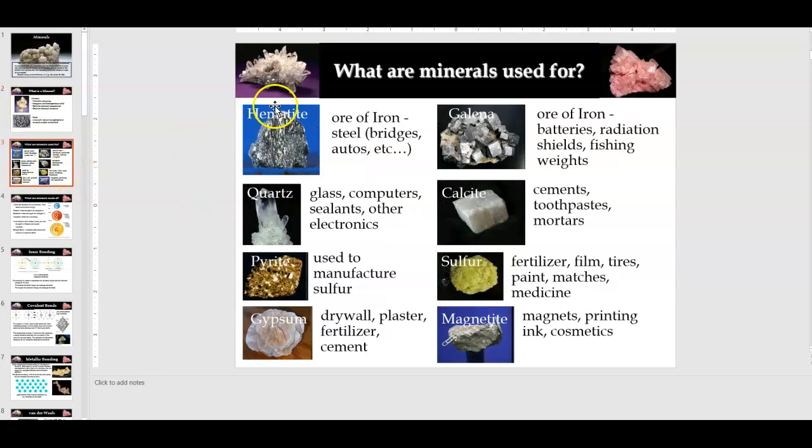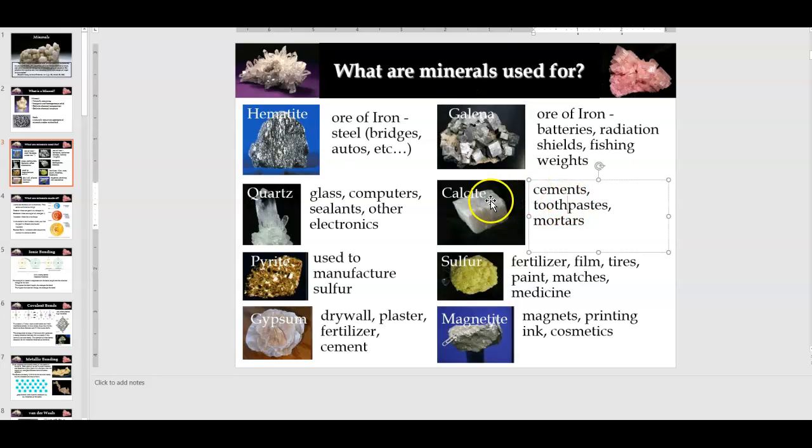Here are some examples of minerals. Hematite is the ore of iron and steel, used in bridges and things like that. Quartz is used in glass and computers. Pyrite is used to manufacture sulfur, and is often called fool's gold. Gypsum is used in drywall, plaster, and fertilizer. Gypsum has a lot of water in it, and because of that it's a fire retardant, which is part of the reason they use it in drywall and plaster. Galena is used for lead in batteries, radiation shields, and fishing weights, because its chemical composition is lead sulfide.